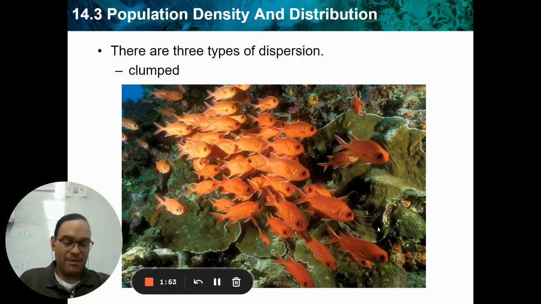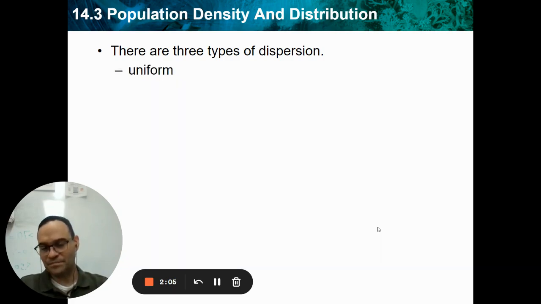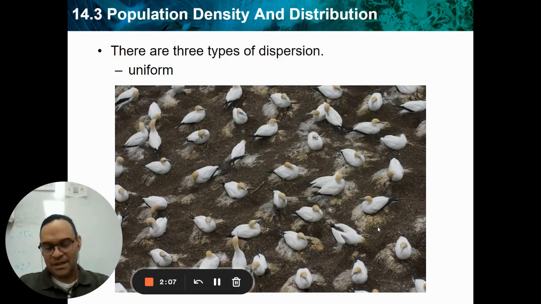Here's another good example of a clump dispersion, where you have fish. Fish and other herd animals tend to stay together as much as they possibly can. The nesting patterns of birds could very well be uniform, because if you put your nest too close to a bird, it will actually try to peck at you if it can reach you. And if it can, then you either have to move or get pecked at.